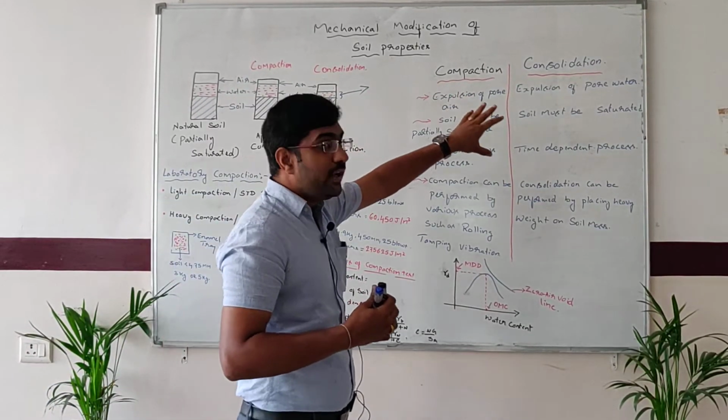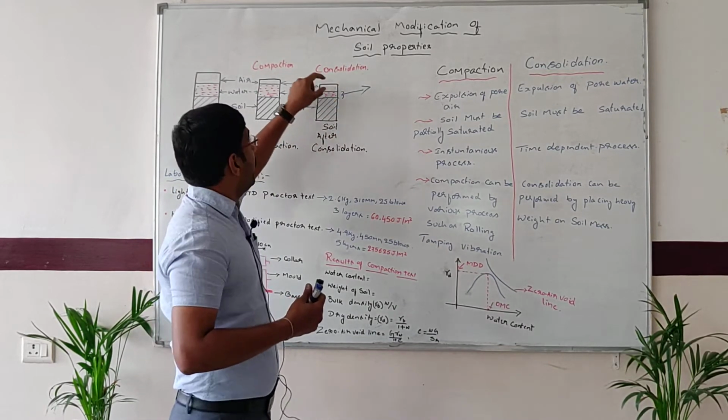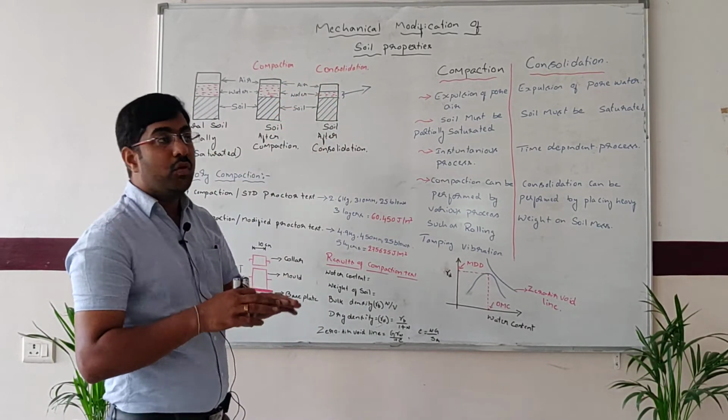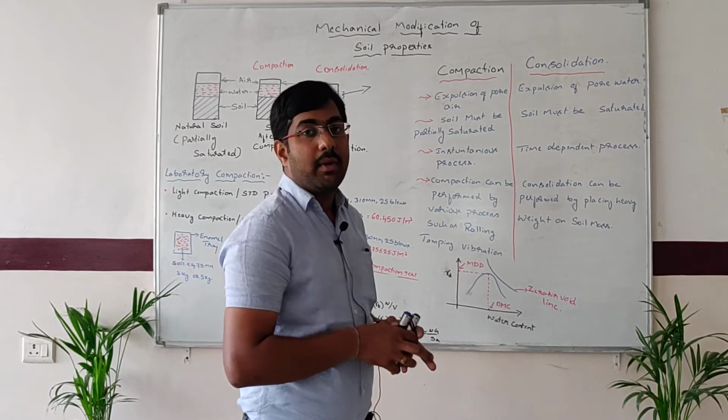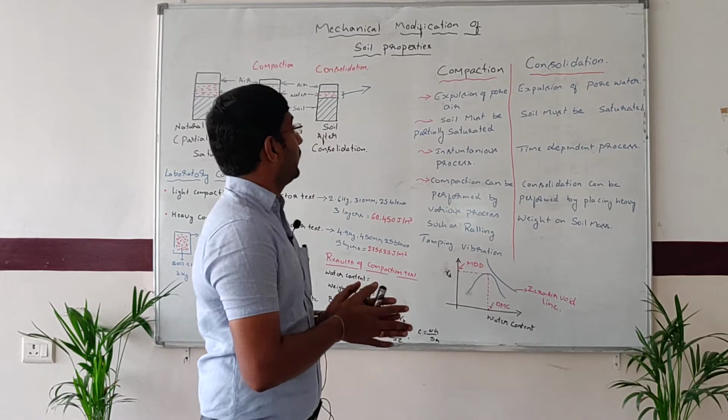Whereas in the consolidation process, only the water will be removed, and the air and soil particles remain as they are within the soil mass. So that's the main difference between the compaction and consolidation process.